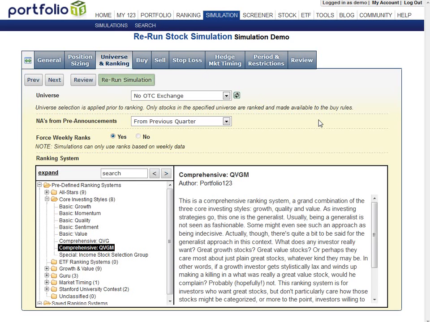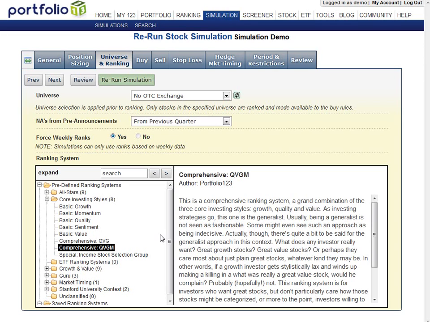You indicate the ranking system that you would like to use. Right now, the simulation is choosing the Portfolio123 predefined QVGM, Quality Value Growth Momentum System. You can choose any of the other Portfolio123 models. Descriptions are here, or of course you can certainly choose one that you've created on your own. So right now, at this point, the simulator will choose the top 20 stocks based on the QVGM model.